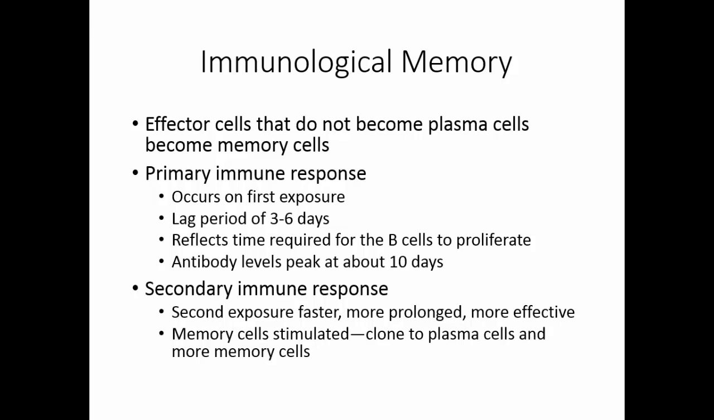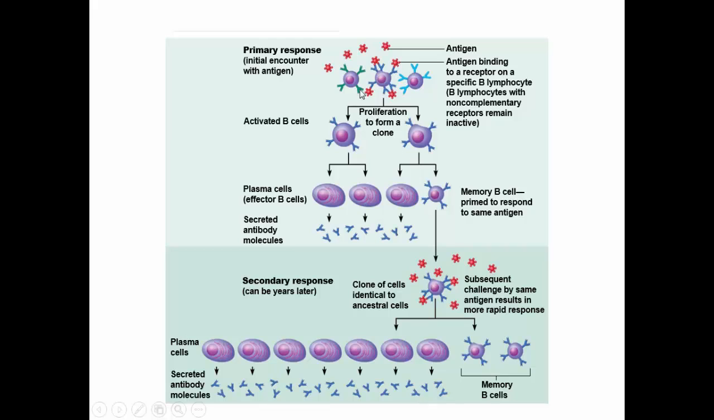These stimulated memory cells clone to plasma cells, and they make more memory cells. So in our primary response, we have our B cells, and the antigen binds to them. They get differentiated and become activated. They clone into plasma cells and a few memory cells. And the plasma cells make lots and lots of antibody. Then they die. The memory cells hang around. The next time we see that antigen, the memory cells can very quickly clone into a lot of plasma cells that secrete antibody and a few new memory cells.